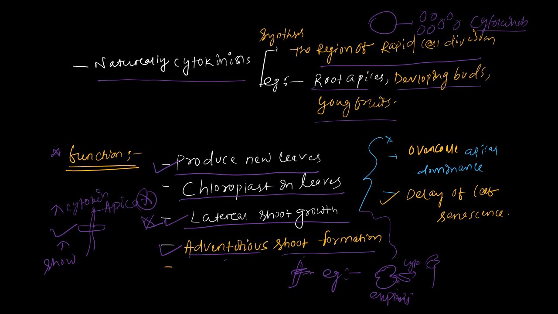Next is overcoming apical dominance. We know if we add auxin, it helps in apical dominance, but if we add cytokinin, apical dominance is blocked, so it shows lateral growth. Another thing is delay of leaf senescence. So what is leaf senescence? The nutrients are remobilized from the dying part to the younger part. This condition is delayed by cytokinin. So this is the overall discussion of cytokinin.